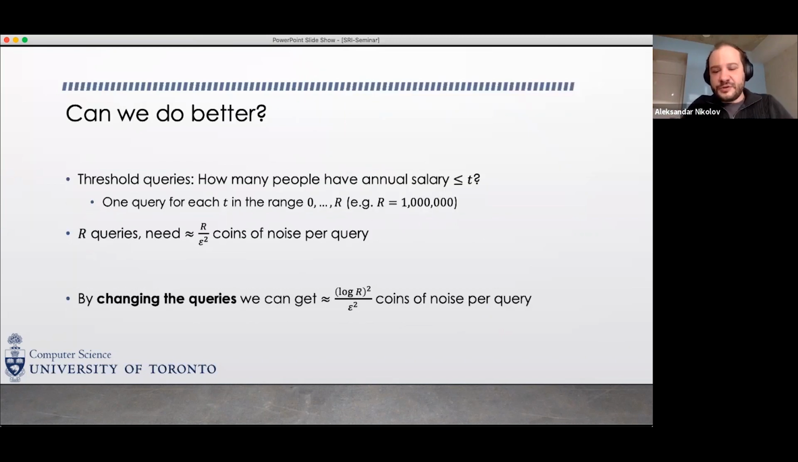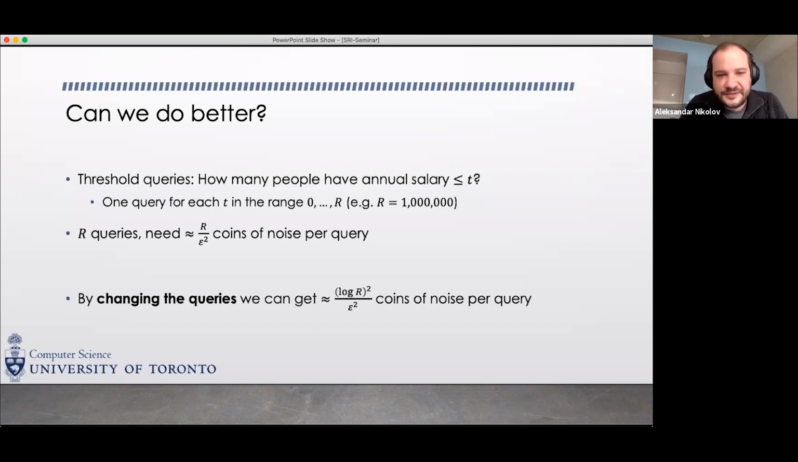Turns out that sometimes you can use the structure in the questions that you're asking to do a lot better. So here is a basic example, which I think is very illustrative. Let's say you're asking what we usually call threshold queries. These are questions of the following type: how many people have annual salary less than some threshold T? And we want to know the answer to this for every threshold in some big range. Whenever you have numerical data, often this is the way you summarize the data. So this is a pretty reasonable way to summarize the distribution of salaries, for example.